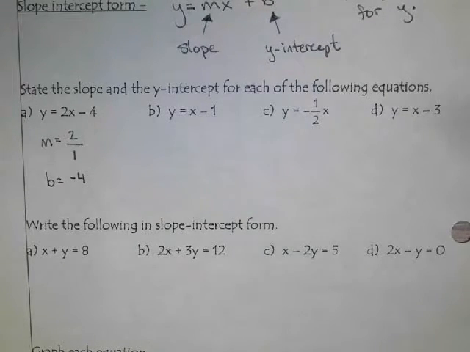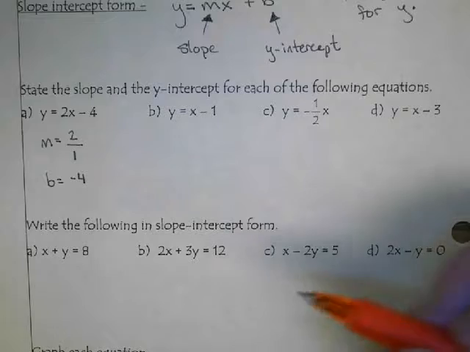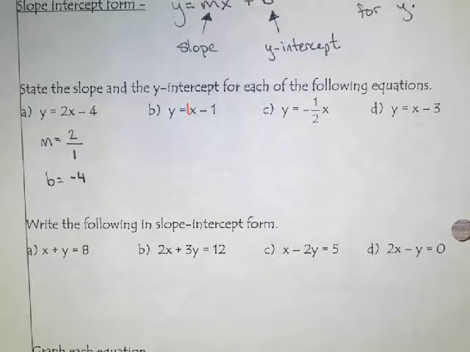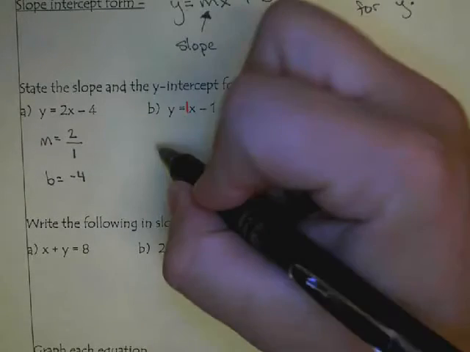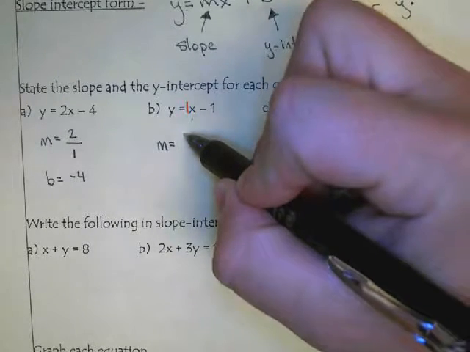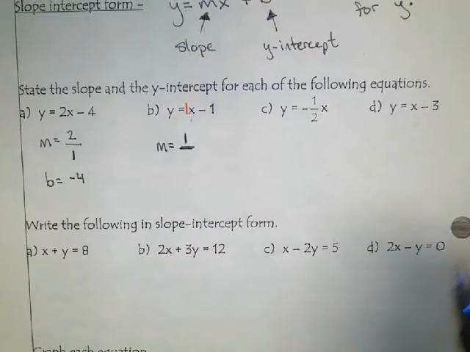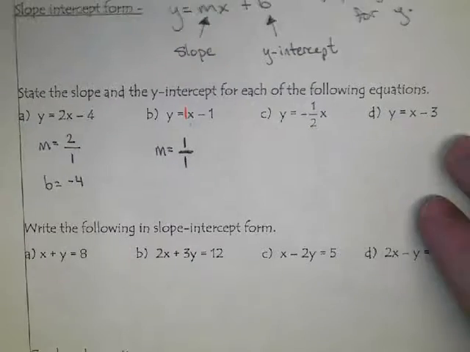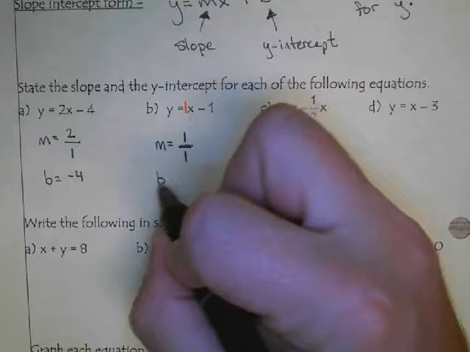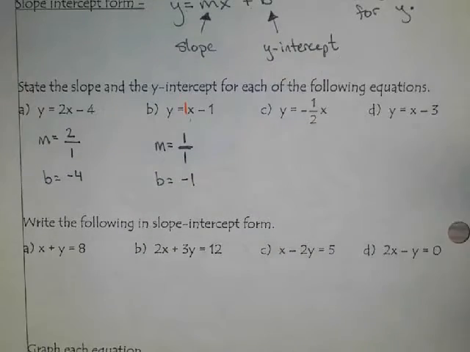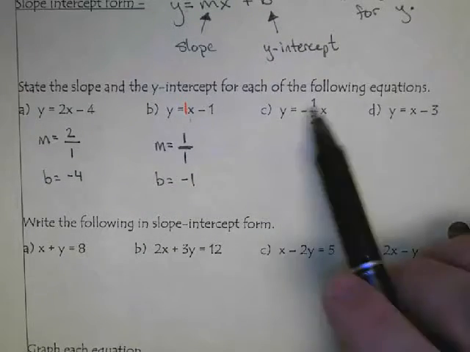Now B is a little tricky because there's no number that we can see directly in front of the x. But as we've come to realize, there's always that hidden 1 hanging out there, so we can write in that hidden 1. Then our slope is the hidden 1, and underneath that is another hidden 1. And then our y-intercept would be b equals -1. So what I'd like you to do right now is pause right here and try C and D real quick.